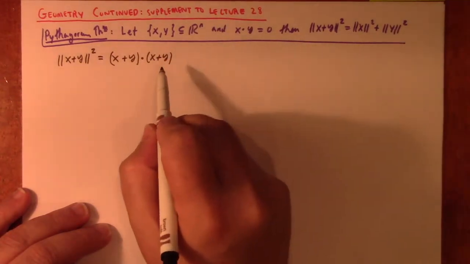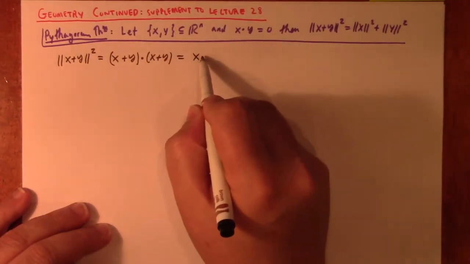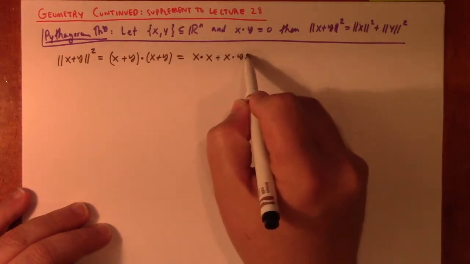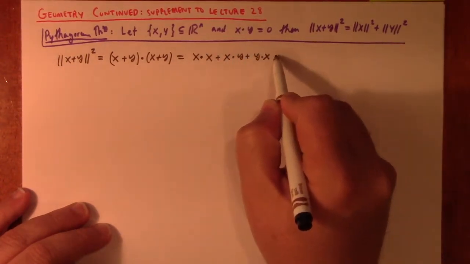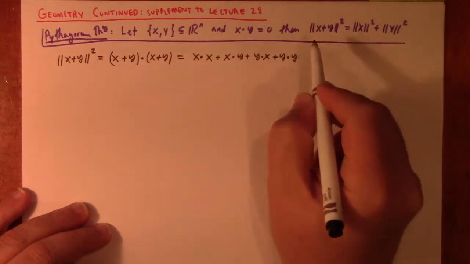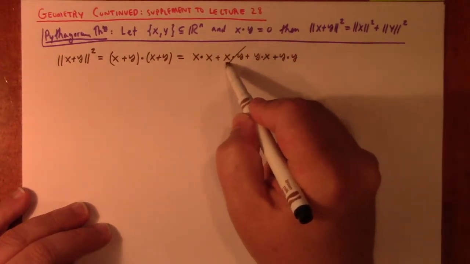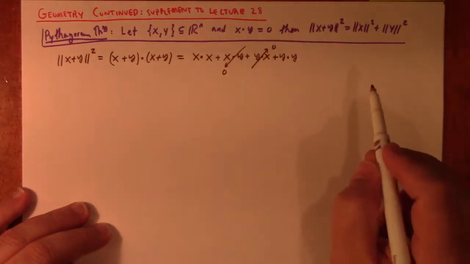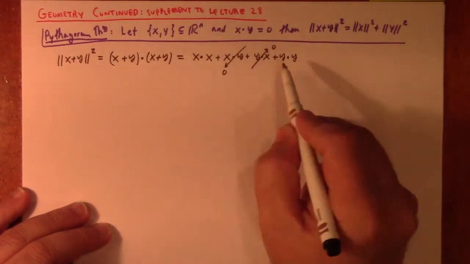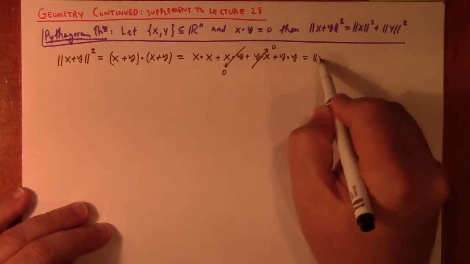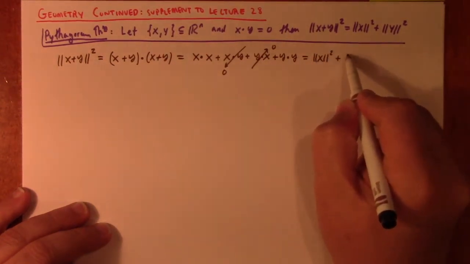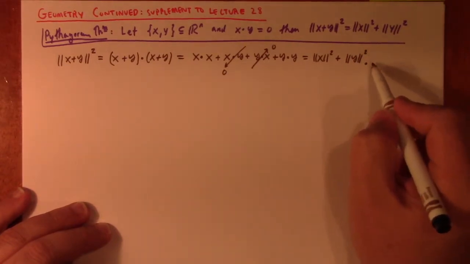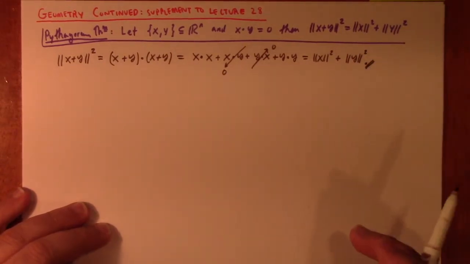And so, well, that's exactly x dot x plus x dot y plus y dot x plus y dot y. But hey, these were orthogonal, so we're given the dot product of x and y and y and x are respectively 0. And on the other hand, these remaining two terms, well, that's exactly the length of x squared and the length of y squared, and there you have it. Pythagorean theorem, n dimensions, about a minute.